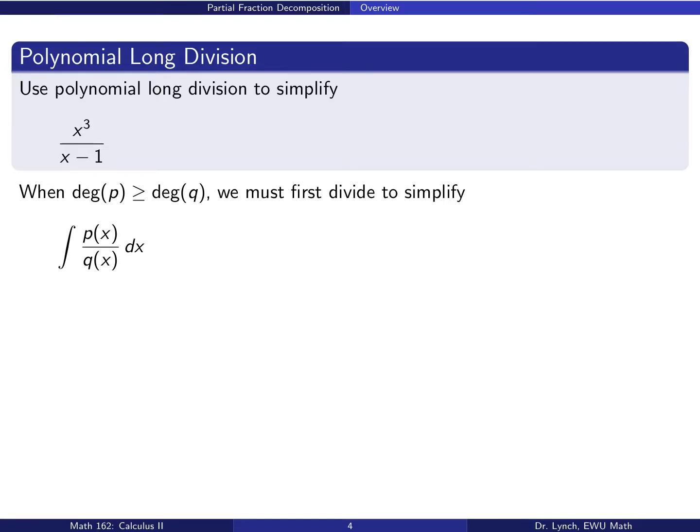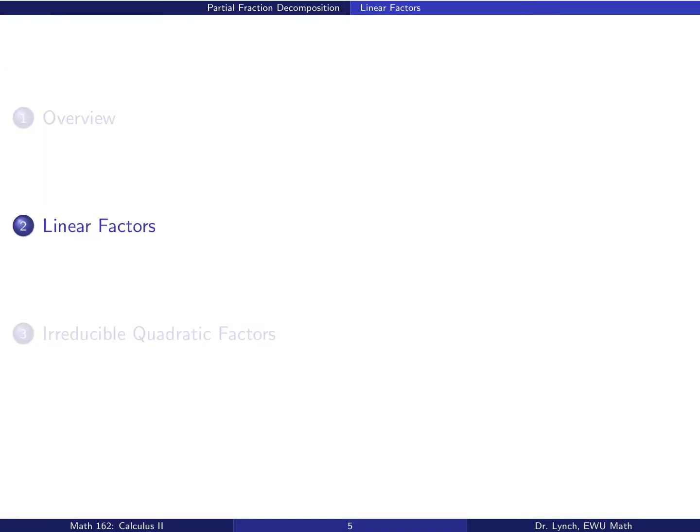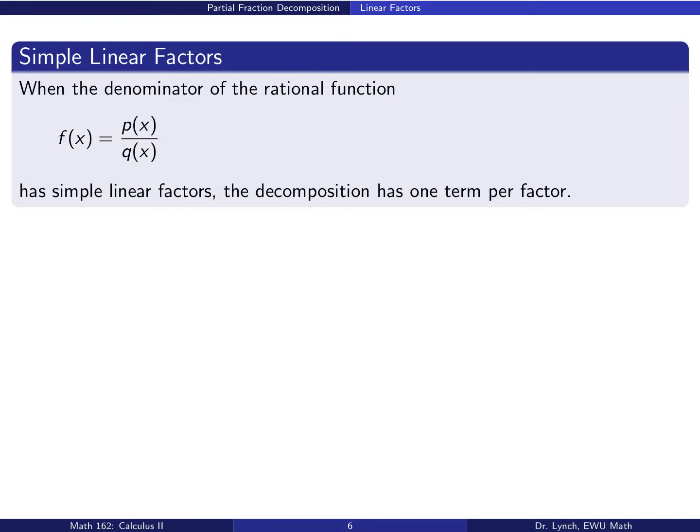Okay, so let's go ahead and talk about some examples where we have linear factors in the denominator. When the denominator of the rational function p over q has simple linear factors, the bottom line is that the decomposition has one term per factor. So let's just go ahead and see an example of these simple linear factors.